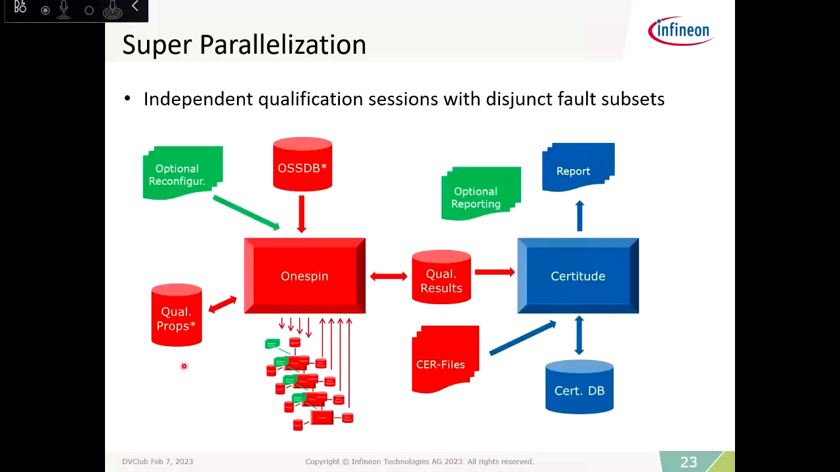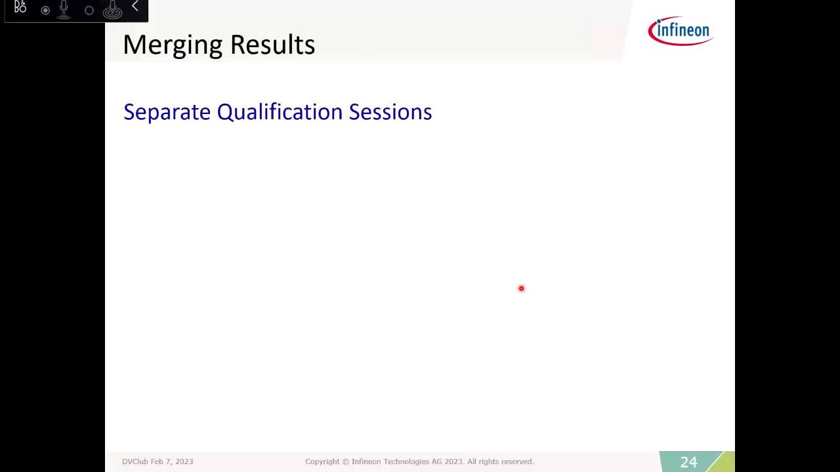Let's add another measure. A first level of parallelization is already given by jointly submitted detection proofs. In our flow, a second level is introduced by automatically starting, with one simple prover user command, several parallel qualification sessions which are assigned distinct fault subsets and operate independently without any overlapping detections. Their results can be merged at any time and added to the global bookkeeping on the OneSpin side and then imported into Certitude.